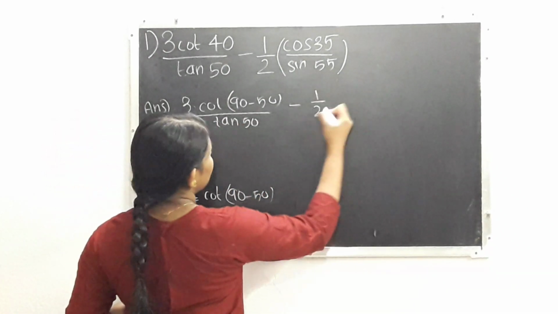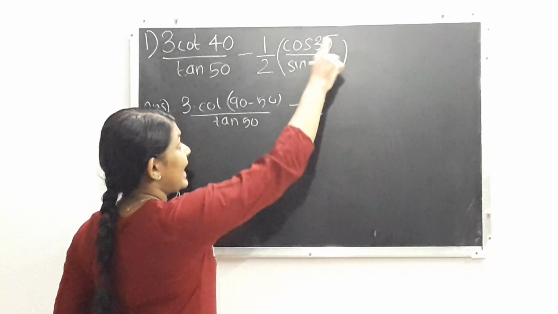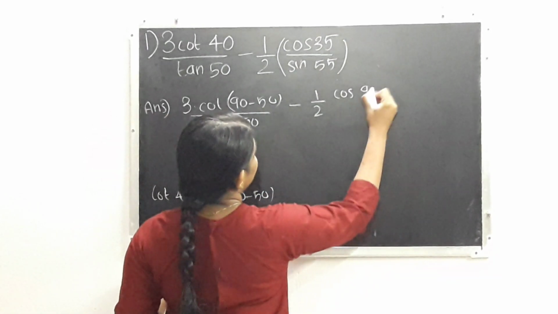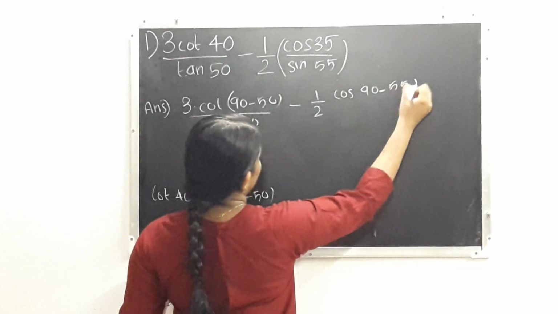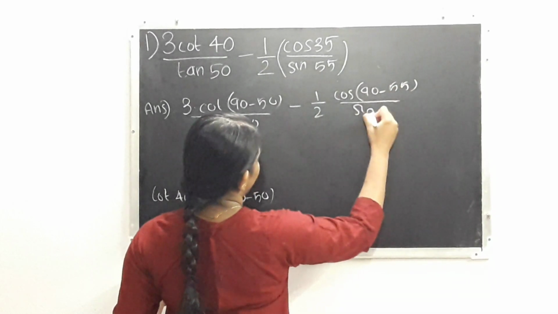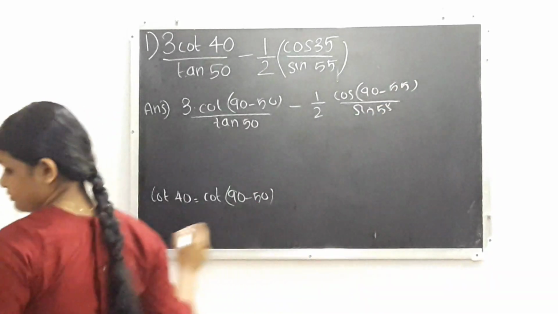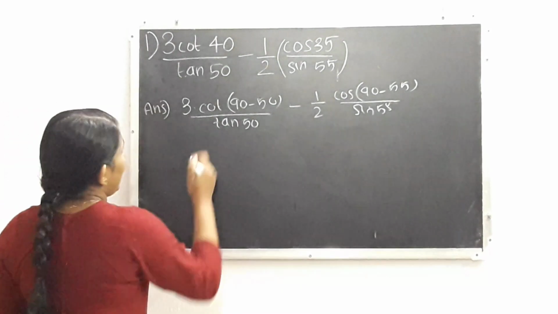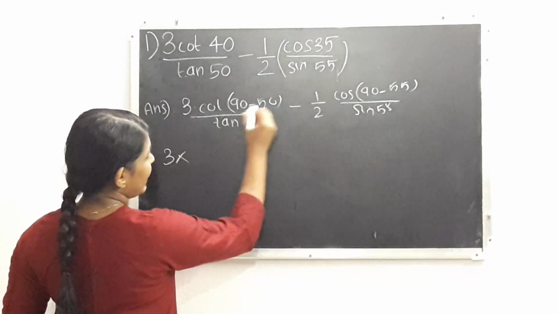minus 1 by 2 into, this 35 can be written as 90 minus 55. Okay. So cos (90 minus 55) divided by sin 55. Okay. Now, here 3 into cot (90 minus 50).